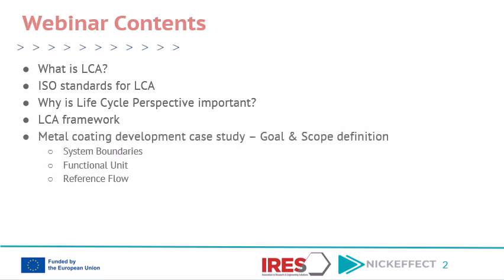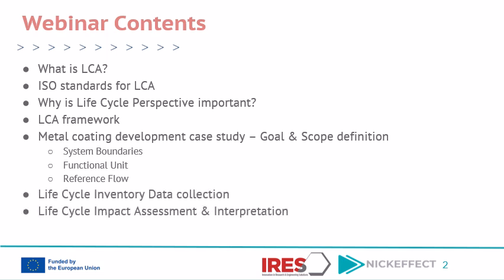Then I will speak a bit more specifically about the NICKEFFECT project. I will use it as a case study to present how we approach the different steps of an LCA analysis, starting with the goal and scope definition. So here I will discuss the system boundaries, functional unit and reference flow. I will explain how we approach the data collection during the lifecycle inventory phase of LCA, as well as how we do the lifecycle impact assessment and interpretation and what kind of results we get out of that.